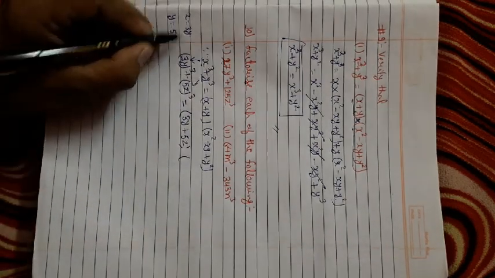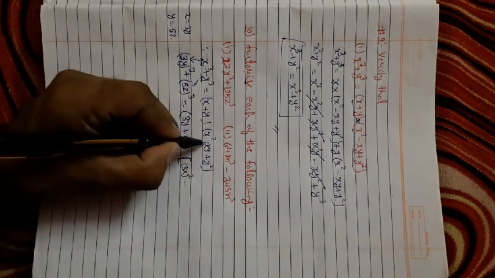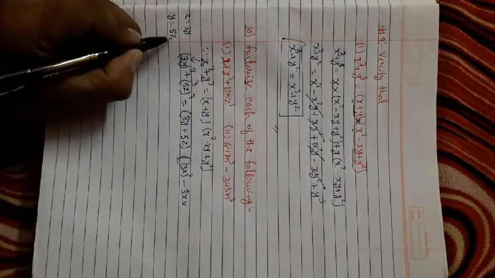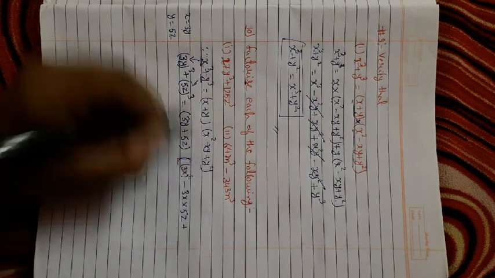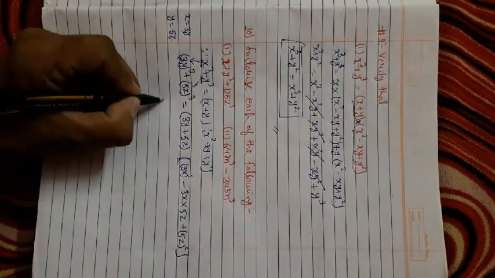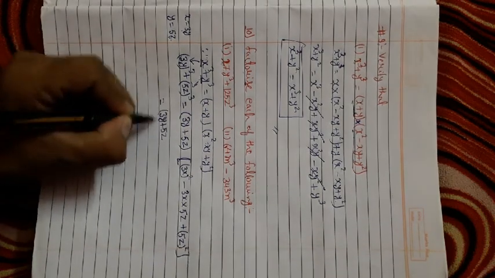x square we have, so means what? We'll write 3x whole square, then minus is there, x instead of x again I'm writing 3x, into instead of y I'll take what? 5z. Then finally I have to write 5y square means 5z square. Okay, now 3y plus 5z as it is.